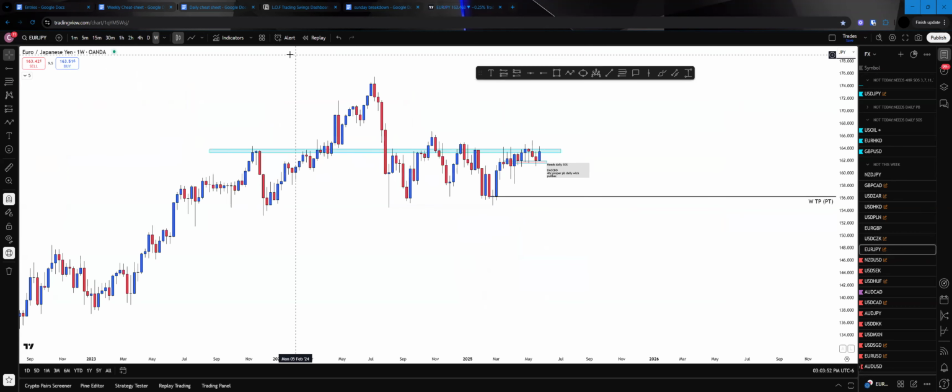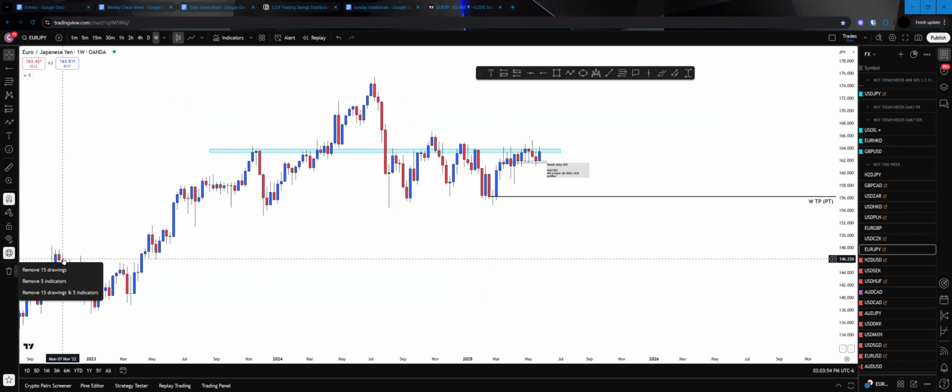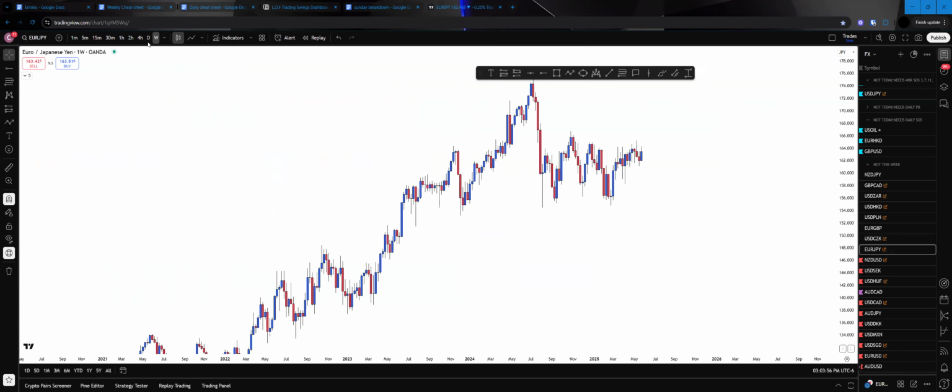Okay, Euro JPY. What is it, it's bearish here? Well, it's bullish here. It's just so messy. This is just so messy. This would cause the daily.